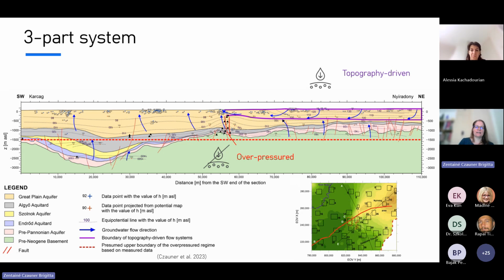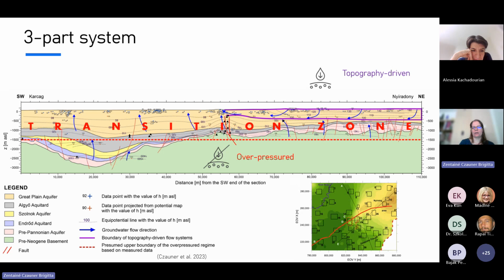What is new in this interpretation is that between the overpressured system and the topography-driven systems, you can see a quite thick, extensive zone. This is what we call a transition zone, because on one hand, it shows normal pressure conditions, so we can find the measured data of this transition zone in the same normal pressure part of the PZ profiles as the topography-driven systems data. So we cannot differentiate these data based on the PZ or HZ profiles.